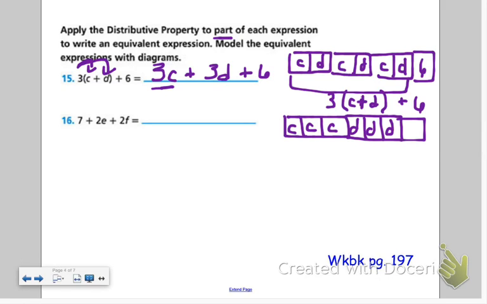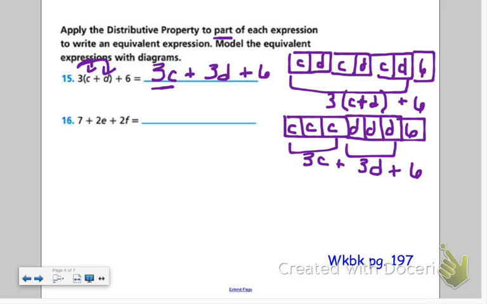And then, of course, the 6. So this is my 3C, this is my 3D, and of course my 6. So you can see that these two diagrams are exactly the same. They have the same number of C's, the same number of D's, and of course our 6 at the end.